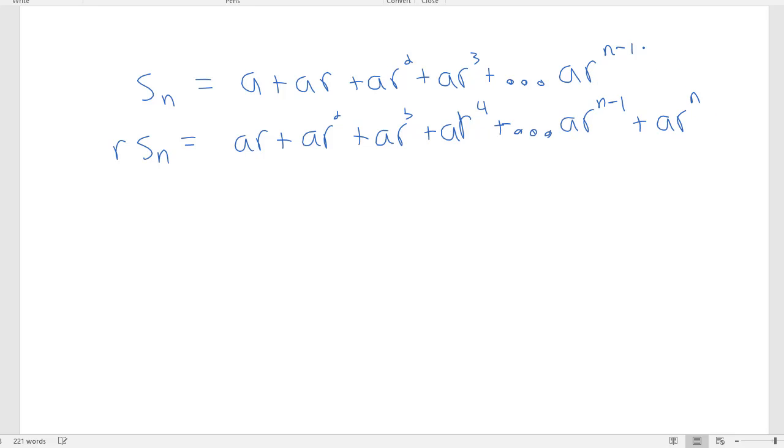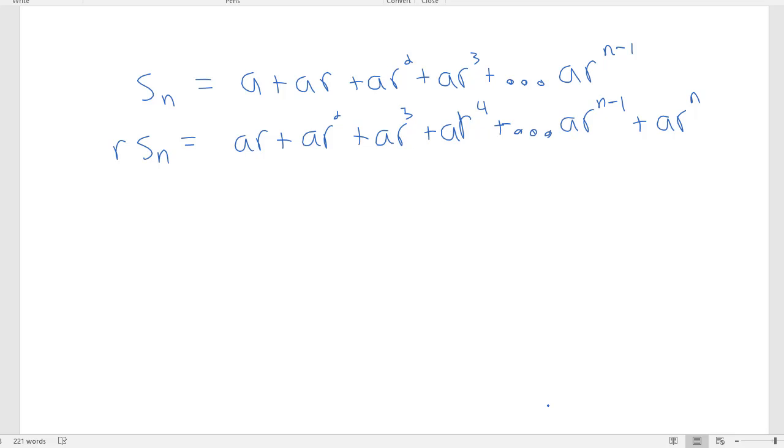When I multiply this last term by r, I add the exponents. r to the n minus 1 times r to the 1 gives me n minus 1 plus 1, which is just r to the n. So in essence, when I multiply every term here by r, I'm bumping everything up one exponent.